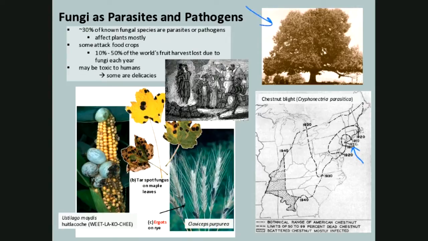There's a few scattered groups of chestnut trees, but notice by 1940 how far they were gone. 50 to 99% were dead. So in what, 30 years? See how quick that spread out? Wiping out the chestnut trees, which had no natural defense against this parasite because it came from a part of the world that the chestnut trees weren't found, you see.